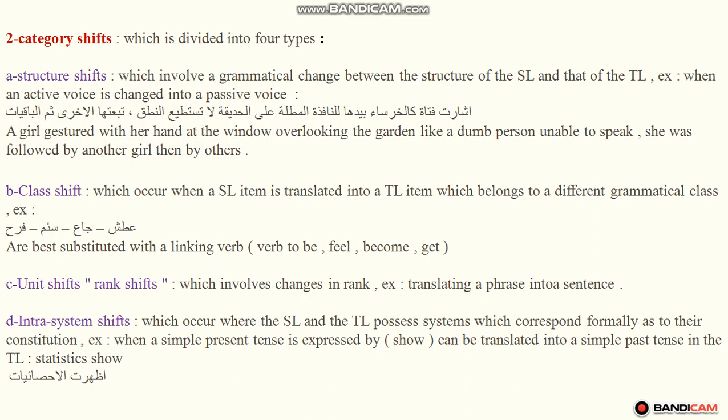And the final one is intra-system shifts, which occur when the source language and the target language possess systems which correspond formally as to their constitution. For example, when a simple present tense is expressed by show, it can be translated into a simple past tense in the target language. So if we have in the original statistic show, we may translate it into أظهرت الإحصائيات, not تظهر.